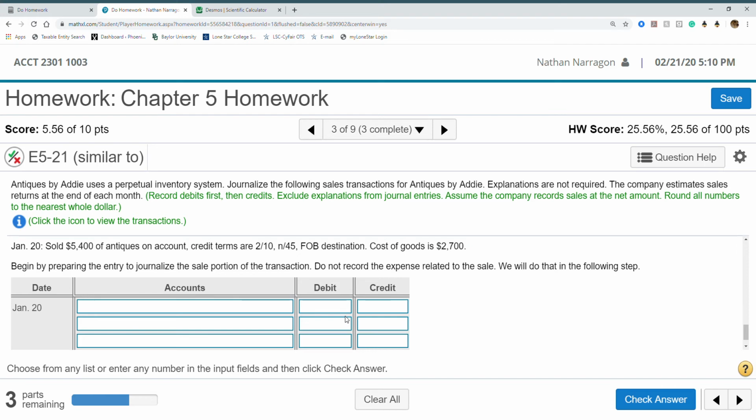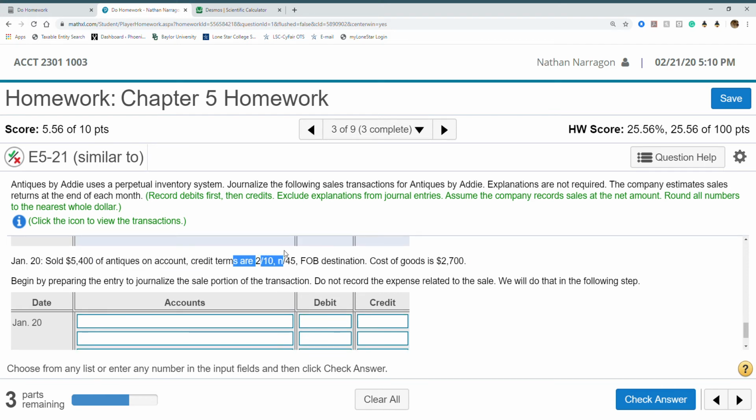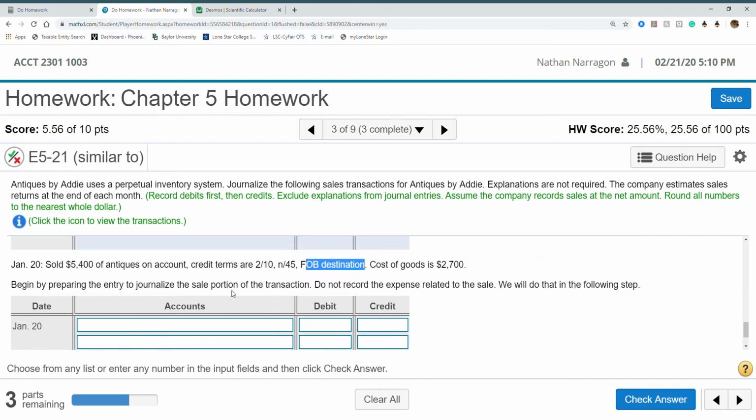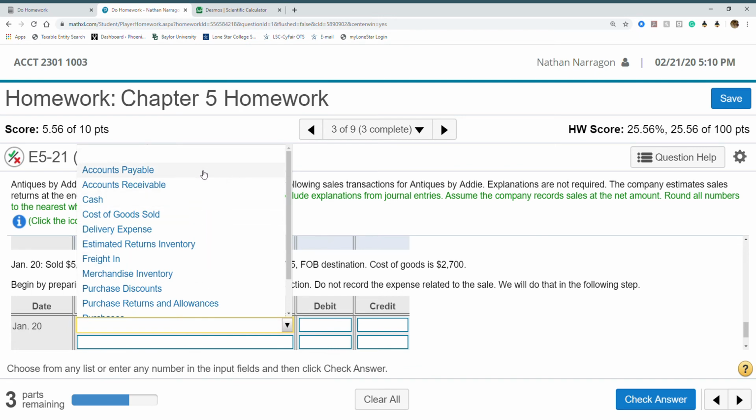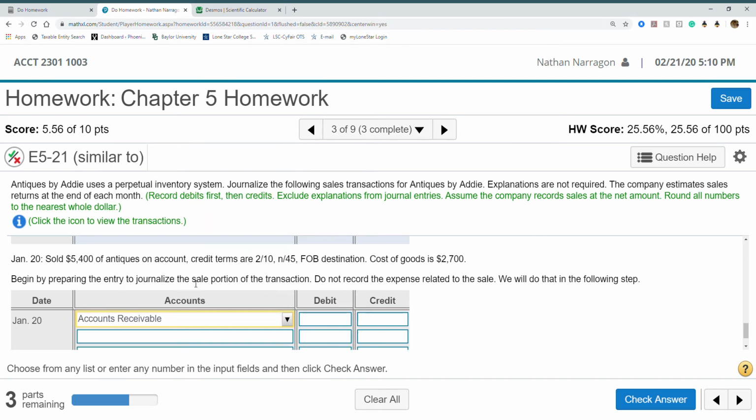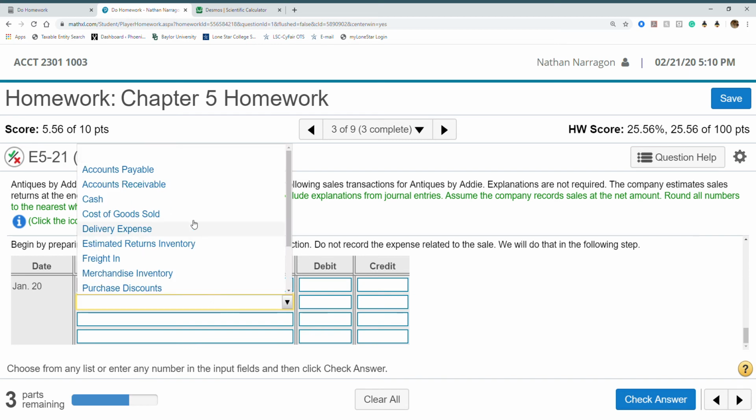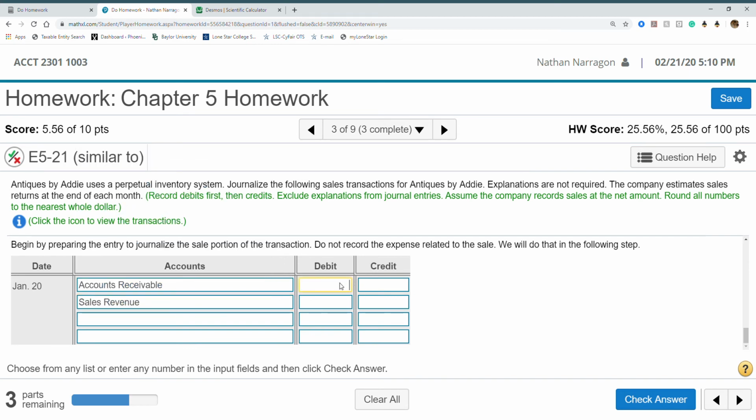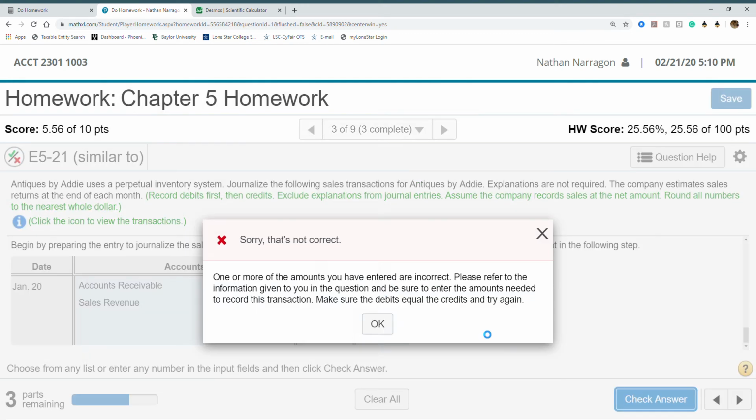Okay, so let's do it again. Now we have credit terms, and we also have shipping. So here we sold 5,400. So again, accounts receivable, the sell. And this is 5,400. Check.